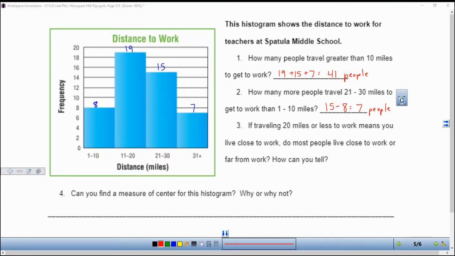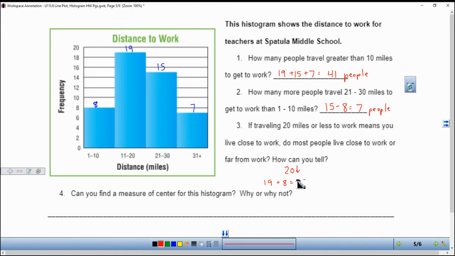Okay, if traveling 20 miles or less to work means you live close to work, do most people live close to work or far from work? How can you tell? All right, 20 miles or less is close to work. So 20 or less, how many people is that? That's 19 plus 8, which is close to work.